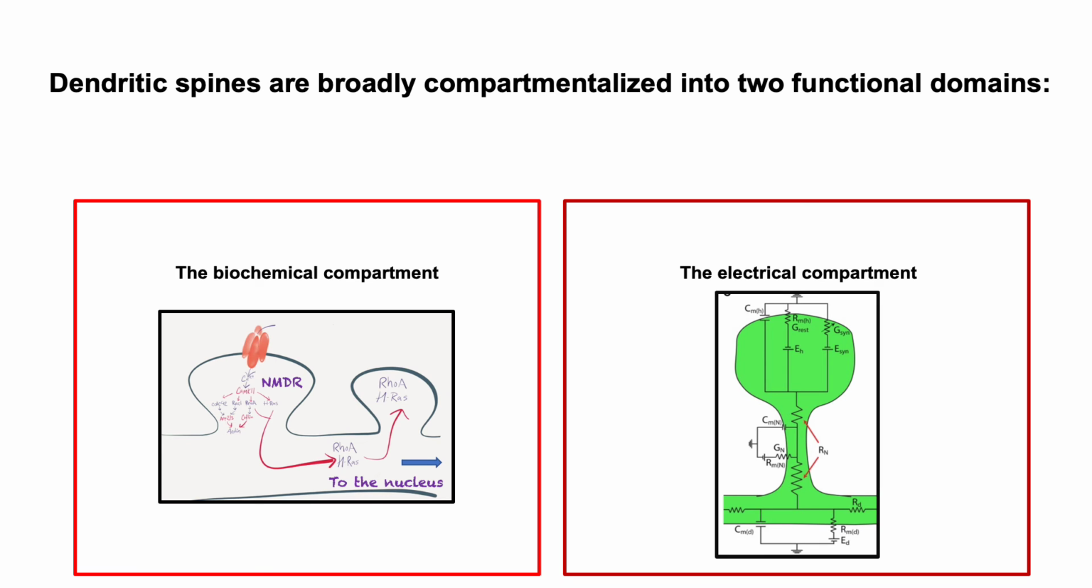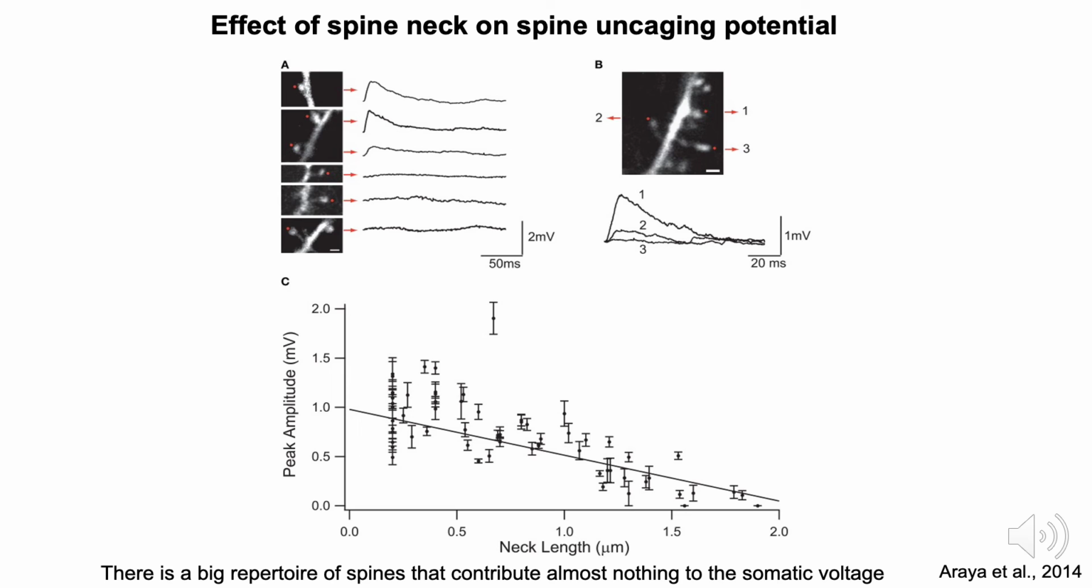The electrical compartment, on the other hand, describes how spine neck morphology can impact the kinetics and propagation of synaptic potentials in a spine-specific manner, which we talk about in the next slide. As mentioned, spines serve as electrical compartments because of the resistance at the neck. Indeed, the electrical compartmentalization amplifies local EPSPs within the spine, and like that, produces a voltage gradient between the spine and the dendritic shaft, thus reducing dendritic and somatic EPSPs compared with those in the spine.